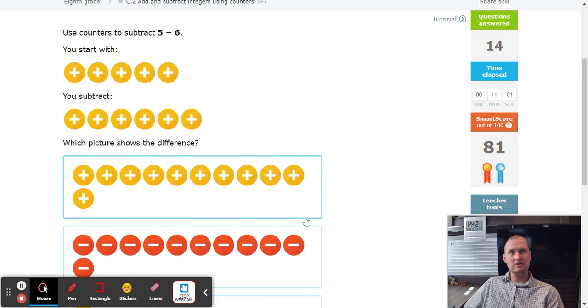And this is going to take us to a smart score of 81. What a fabulous IXL. Trying to be sneaky, but we got them all right.